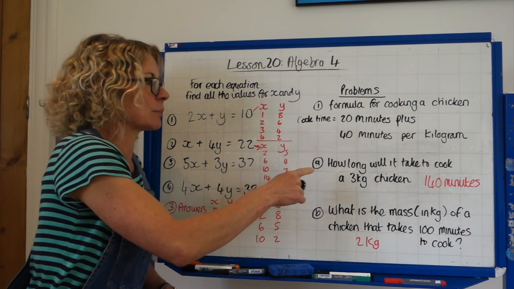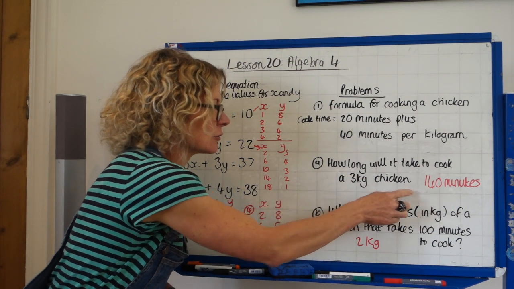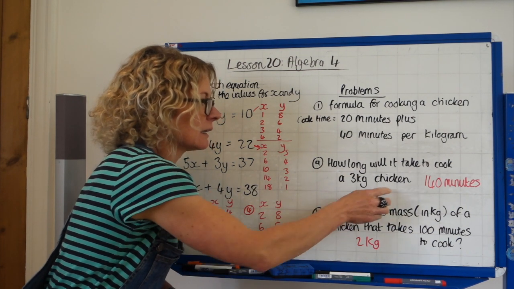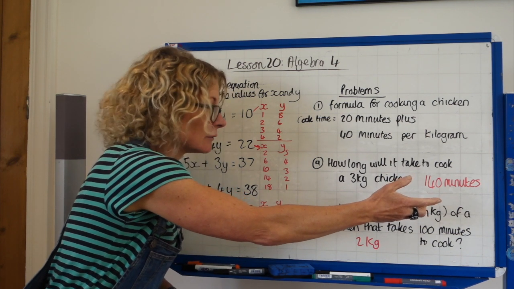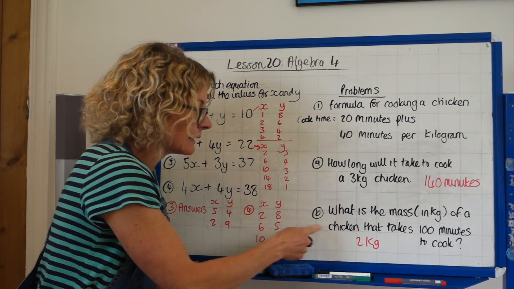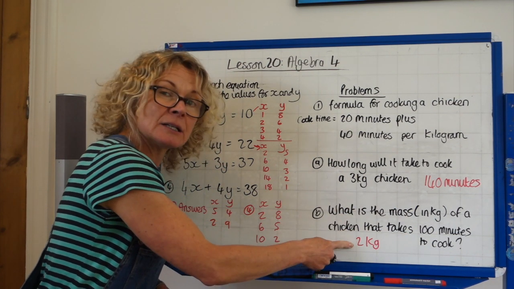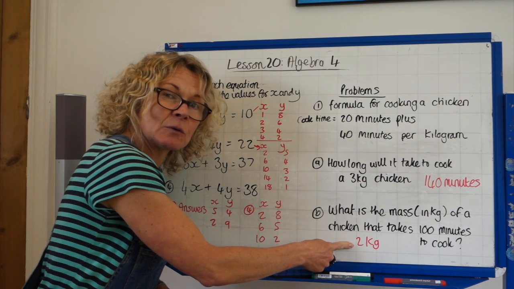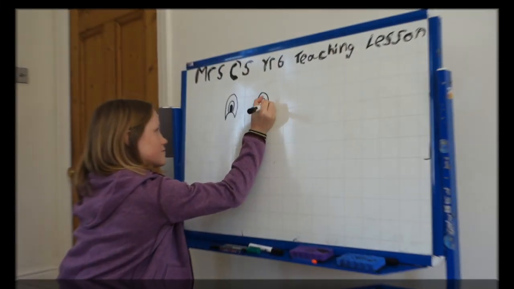Okay, and as for the problem, the SATs question, the amount of minutes to cook your 3 kilogram chicken, 140 minutes. That's what we do every Sunday, about that time, about an hour and a half. Okay? And B, if you're cooking for 100 minutes, your chicken is going to weigh 2 kilograms. Well done if you got them right. If not, don't worry about it.